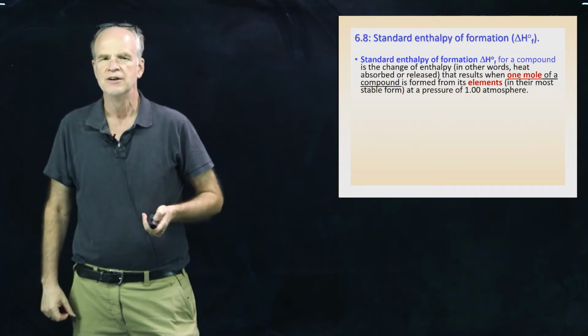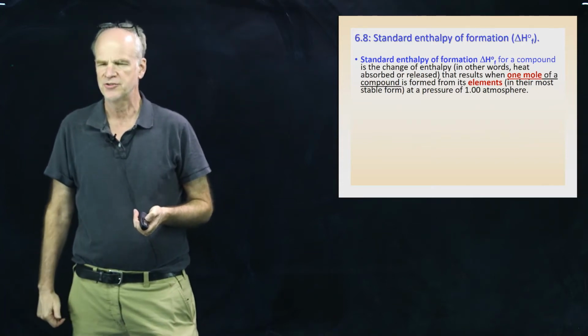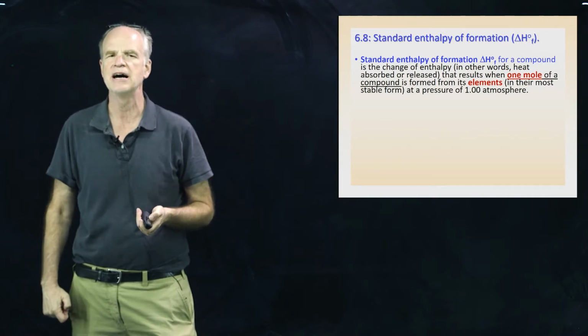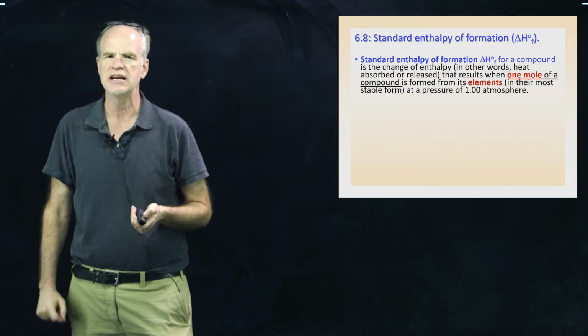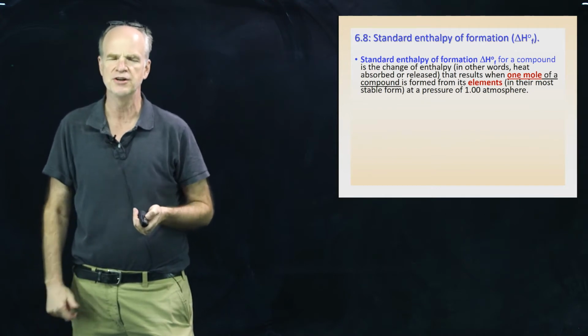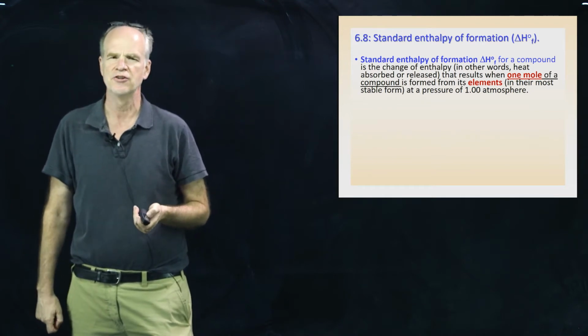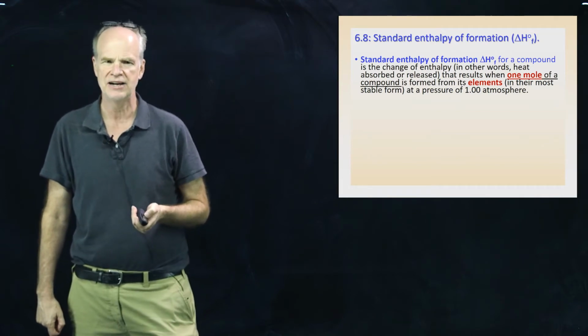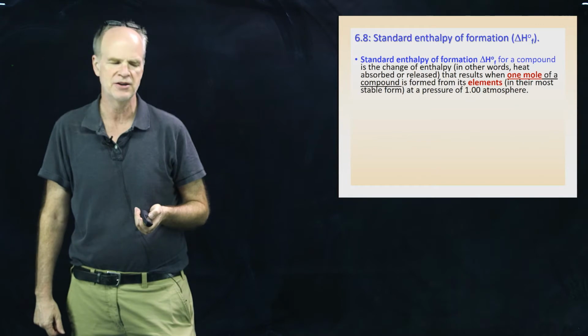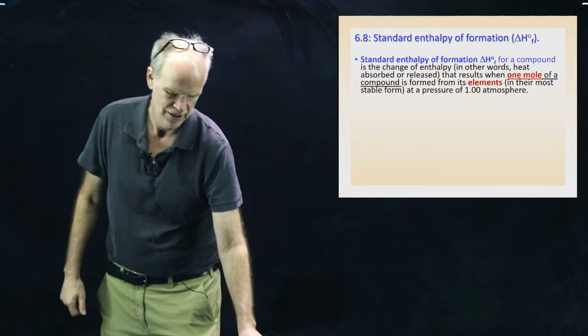And so we're going to finish off chapter 6 by talking about something new called the standard enthalpy change for formation of compounds. So that's a little bit different than the standard enthalpy change for reactions. And so I need to talk a little bit about the differences between those things.